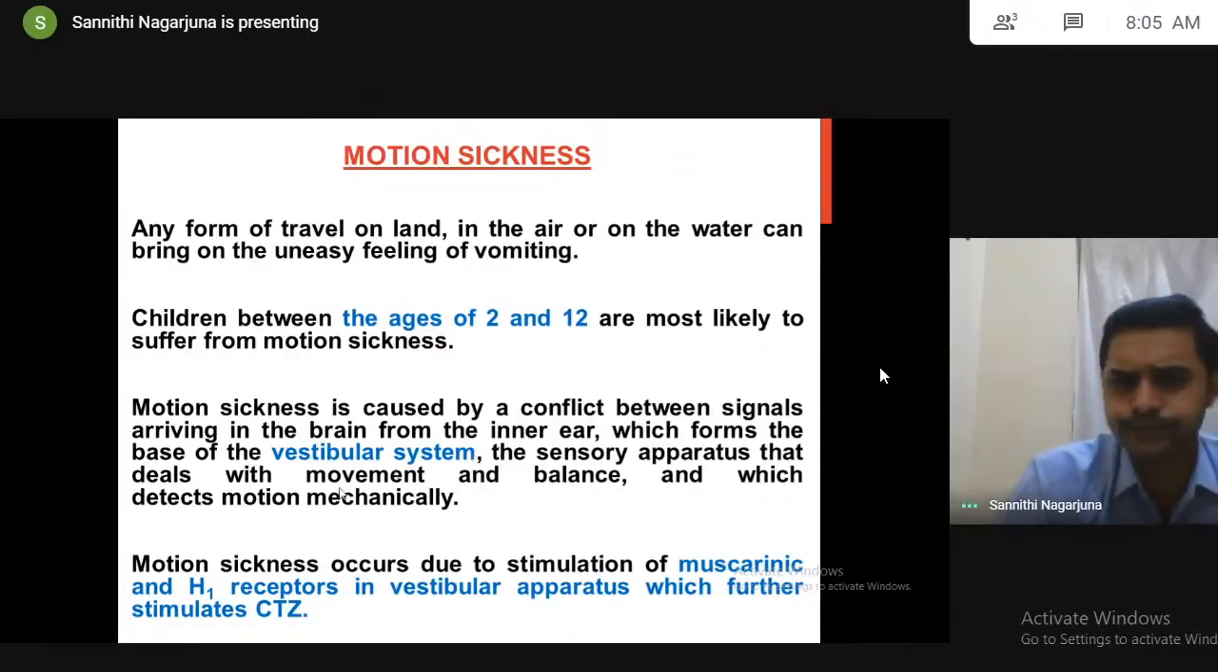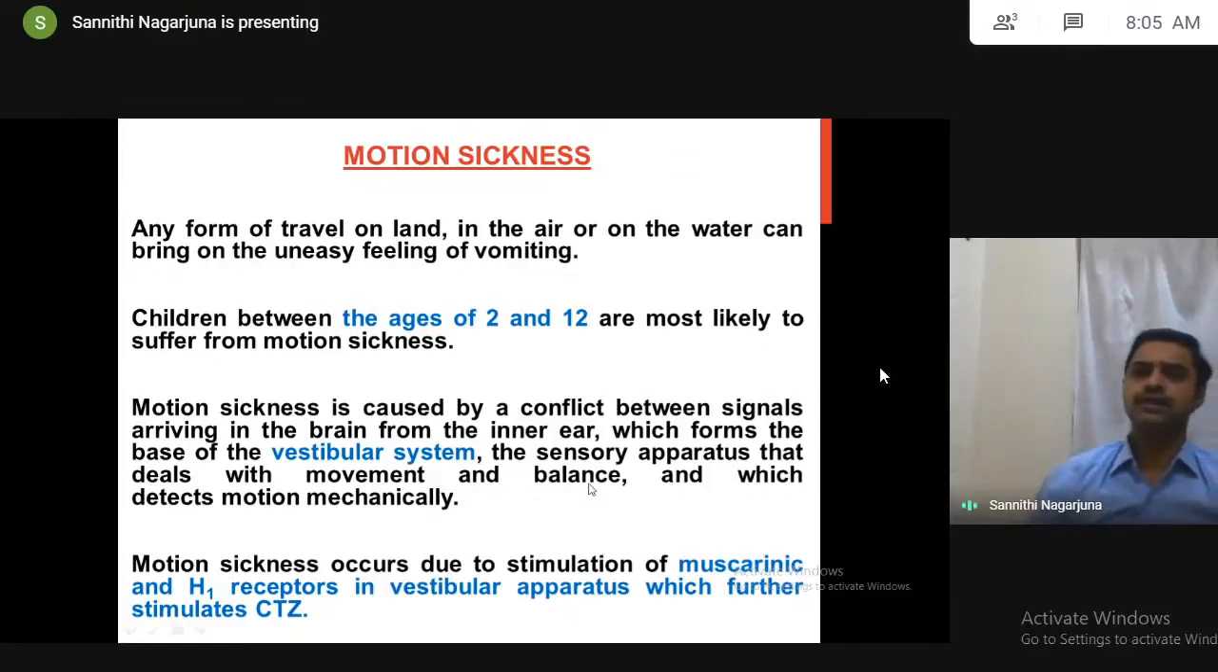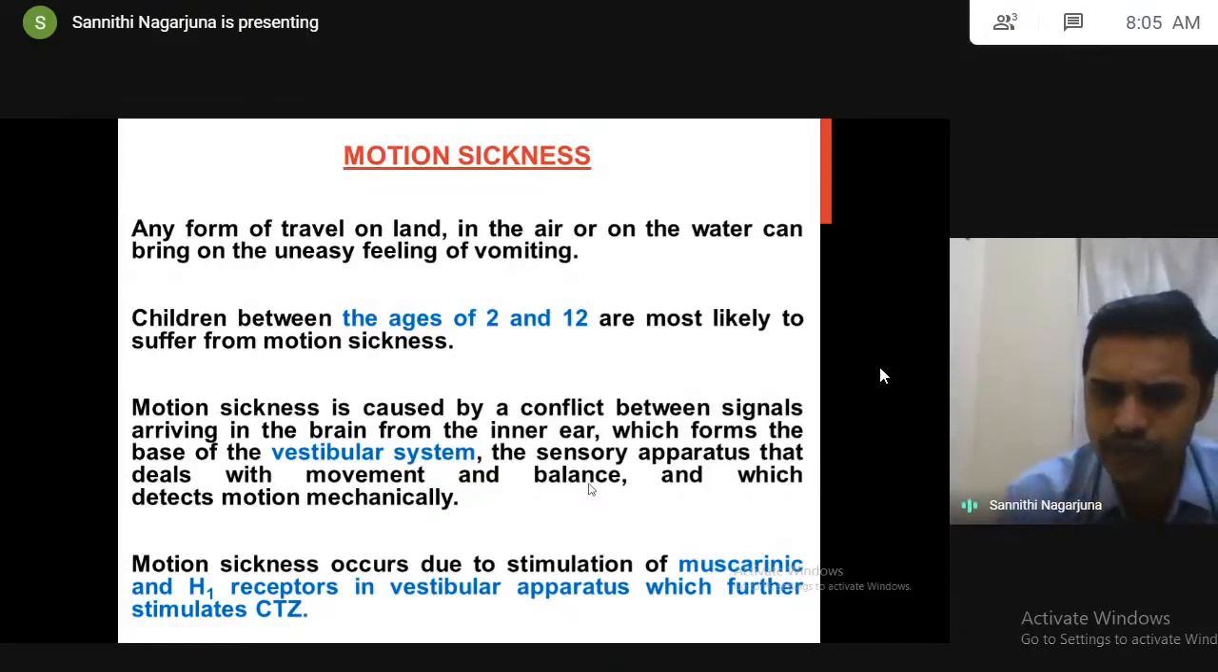As you know, the vestibular system is an apparatus which deals with movement and balance. It tries to balance our signals inside the ear. So whenever, because of motion, more vibrations come, the vestibular system gets disturbed, which leads to motion sickness. This motion sickness, vomiting during journey conditions, majorly occurs because of the stimulation of muscarinic and H1 receptors in the vestibular apparatus, which further stimulates CTZ.